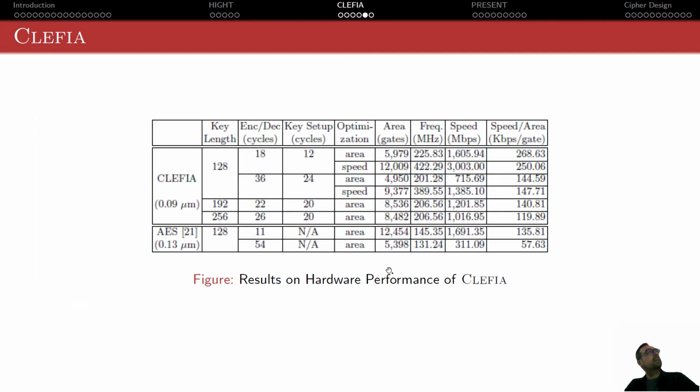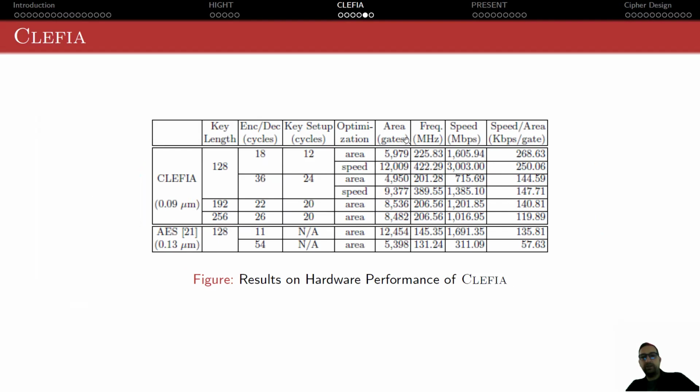So again, in the original paper, they compared with AES again, but not on the same technology, but in a different design. But they show that in almost all scenarios, when you look at speed versus area, CLEFIA gets the best results. Okay. So in your optimization, you might focus on area, for instance.